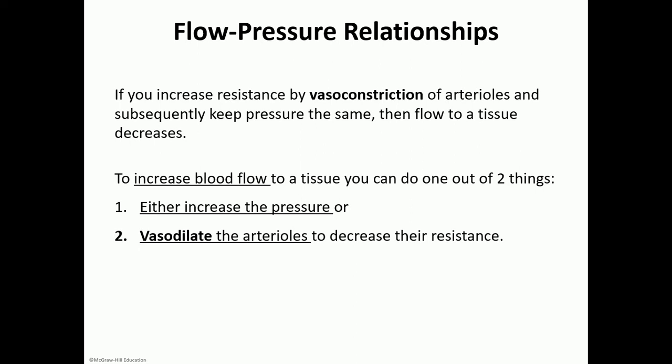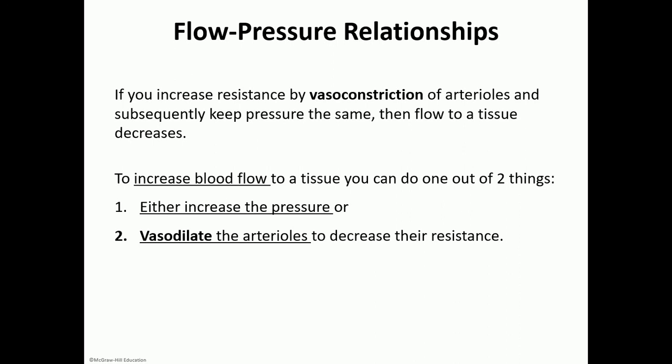Now, there's a relationship between flow and pressure. We already talked about this during the first part of this chapter. We mentioned that if you increase resistance by vasoconstricting an arteriole, that is going to lead to an increase in pressure, but the amount of flow to that tissue is going to decrease. Which makes sense. If you narrow the door, if you narrow the arteriole, that is going to lead to less blood reaching that organ.